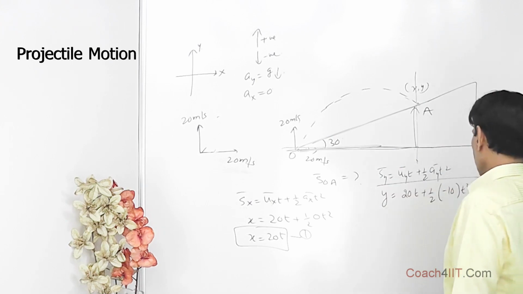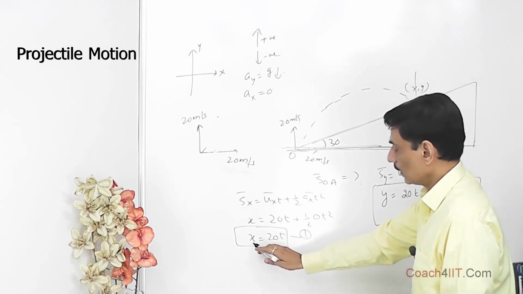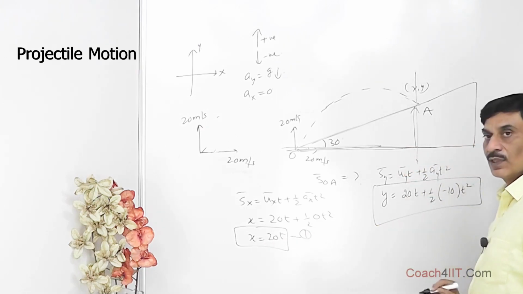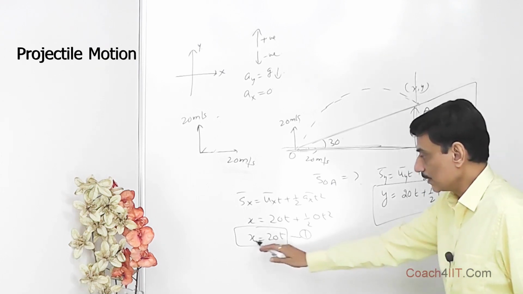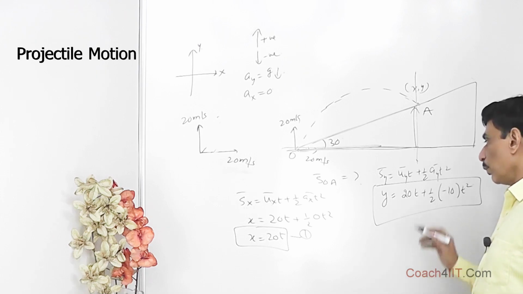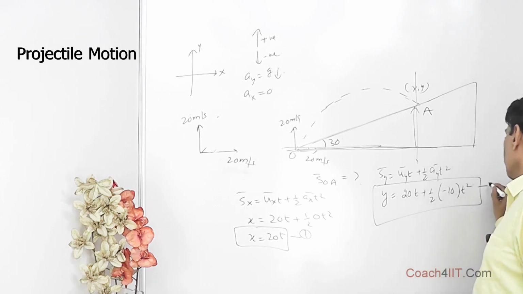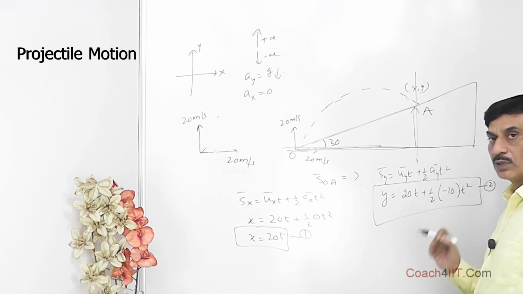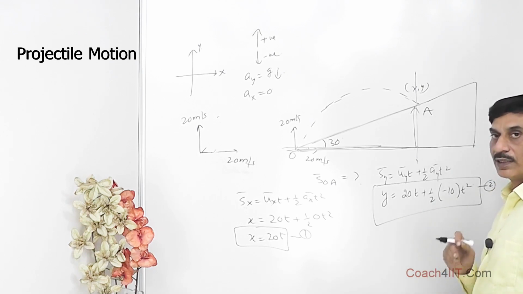So now we have two equations. One is this equation in terms of x and t. The second equation is in terms of y and t. How many unknowns do we have? We have x as one unknown, t as the second unknown, and y as the third unknown. We have three unknowns and only two equations. To find these three unknowns, we need a minimum of three equations. From where do we get the third equation?